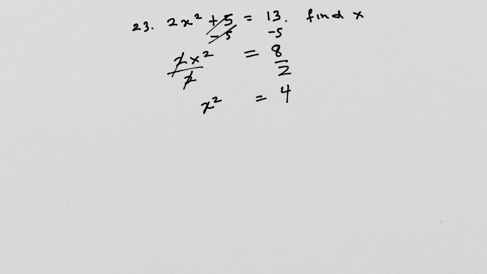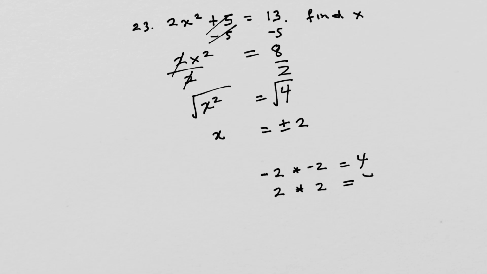To solve for x, you will have to find the square root of both sides. Root of x squared is x. Root of 4 is plus or minus 2. The reason why we say it can be both negative 2 and 2 is that if you have negative 2 times negative 2, you will get 4. Again, if you have 2 times 2, you will have 4. Let's move on to the next question.